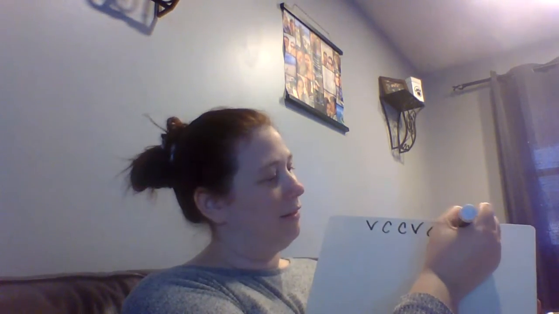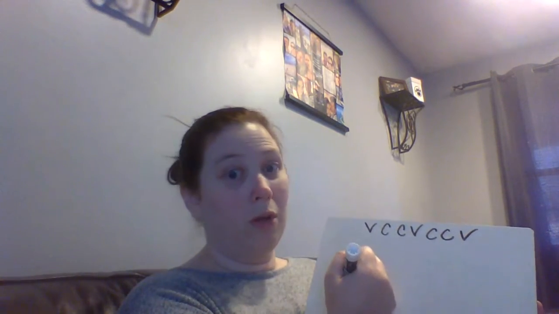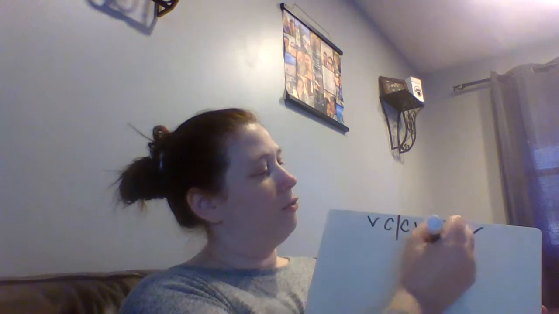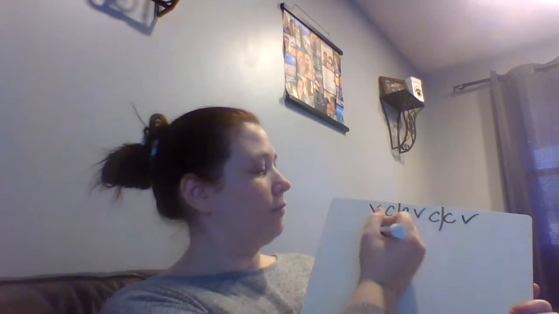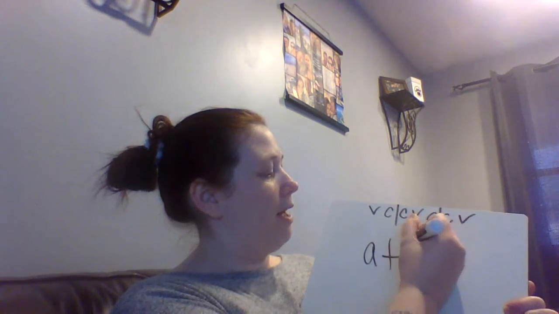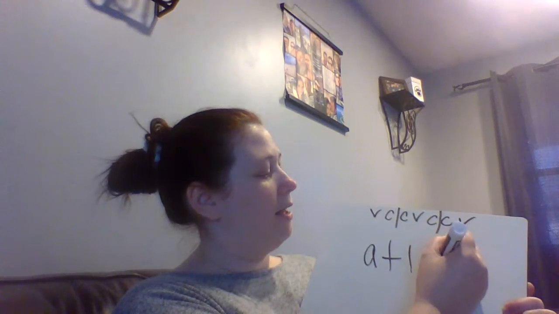All right, next we're going to talk about a new rule. It's called the vowel, consonant, consonant, vowel rule. That's a lot. And we're going to draw a line between our vowel and our two consonants on each one. Let's look at the word Atlantic. Atlantic.